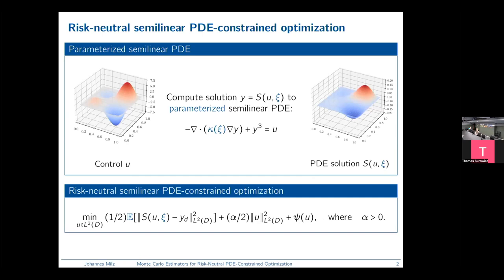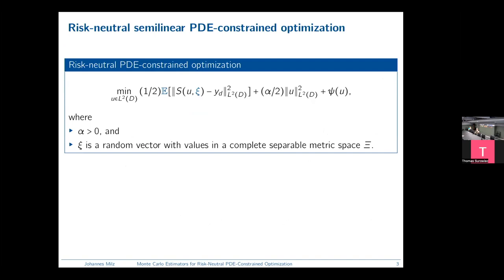So instead of minimizing just the misfit between the PDE solution and the desired state, we apply the expected value operator. Solutions to these optimization problems are sort of best on average. For the most part of this talk, we will focus on this semilinear PDE constrained optimization problem, and we require that this alpha, this control regularizer, is a positive number. And this xi here is a random vector in our case, and it takes values in a complete separable metric space. So in most cases, it's a vector that takes values in some closed set in R^d.